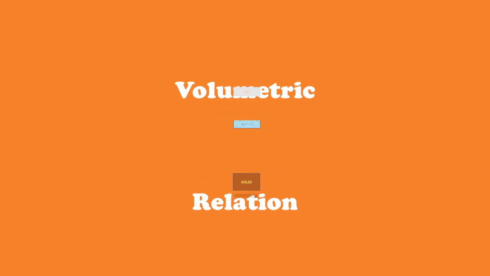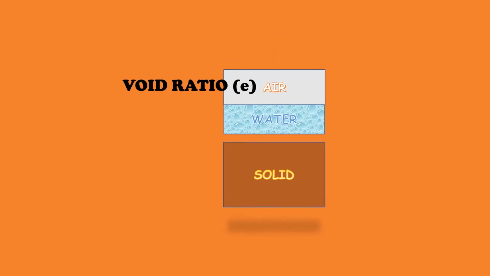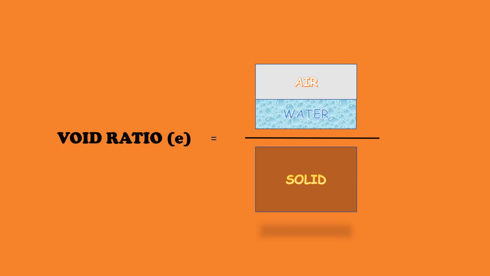Now, let's study the volumetric relations between these three phases. The first volumetric relation is void ratio. Void ratio is defined as the ratio of the volume of voids to the volume of solids. The void ratio is expressed as a decimal number such as 0.4, 0.5, etc.